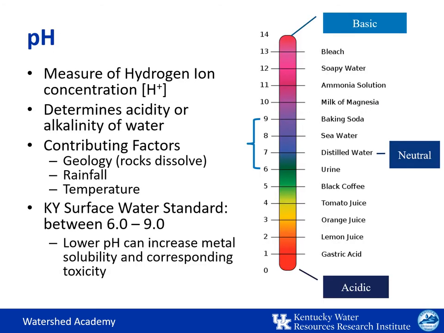Another common field measurement is pH. pH is a measurement of the concentration of hydrogen ions in a solution. Measuring pH is important because it determines whether water is acidic or basic. The scale ranges from 0 to 14, with 7 being considered neutral. If the pH is above 7, it's basic. For instance, bleach has a pH of 12.5. If the pH is below 7, it's acidic. For instance, vinegar has a pH of around 3.